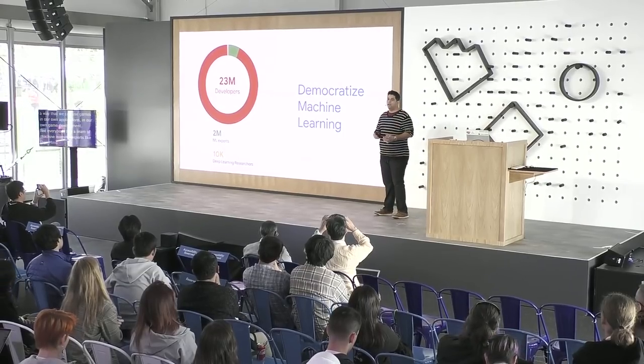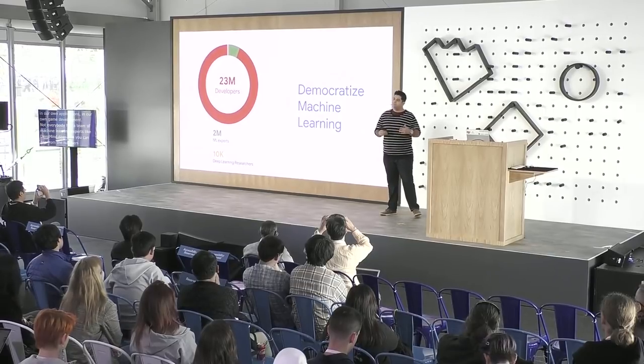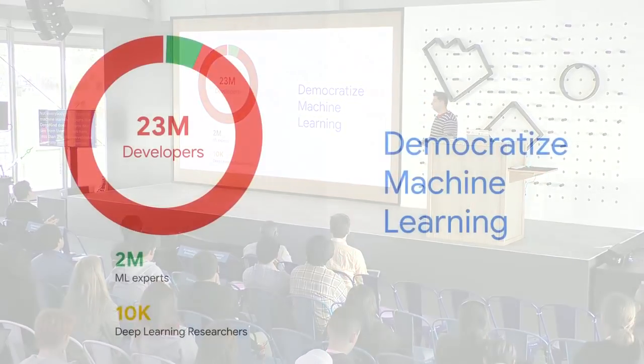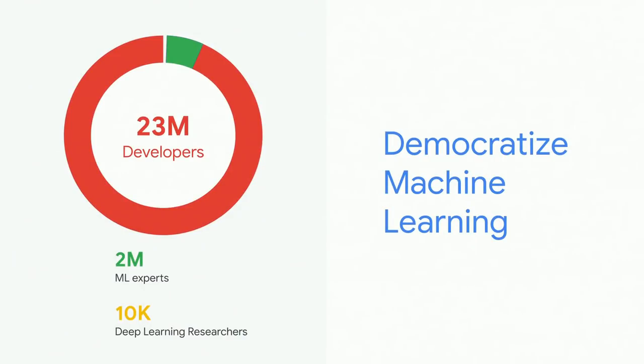But not everybody has a team of machine learning experts like DeepMind does. And as you can see from the numbers here, less than 2% of all developers have any machine learning expertise, and fewer still are deep learning researchers. But at Google Cloud, what we want to do is democratize machine learning. We want to find a way to make ML available to everybody so that you can innovate and find use cases where it's useful.